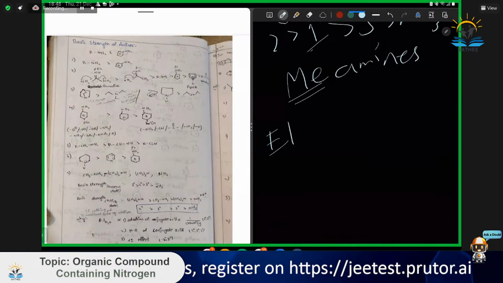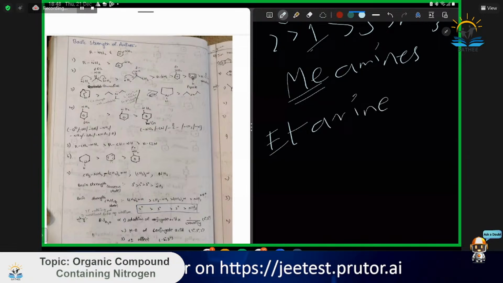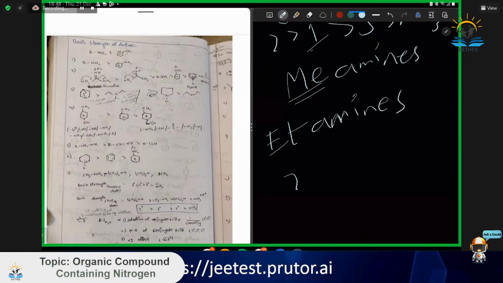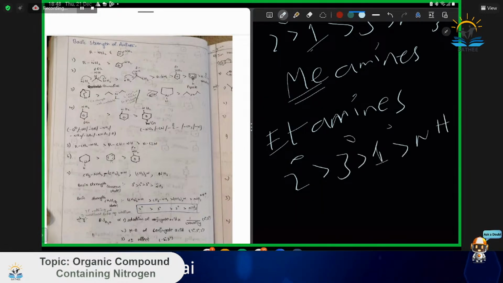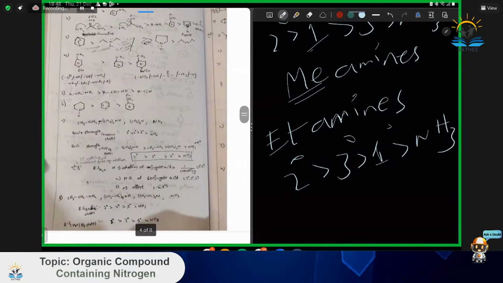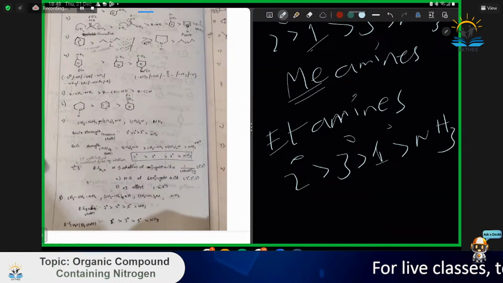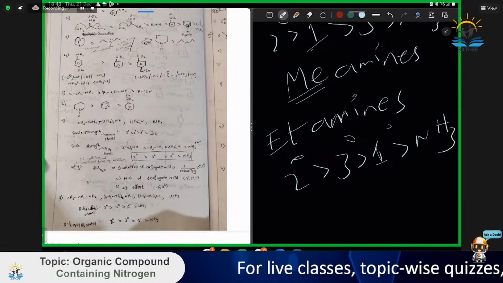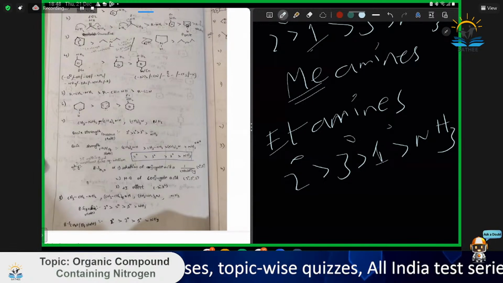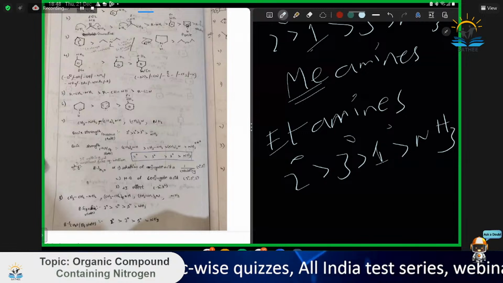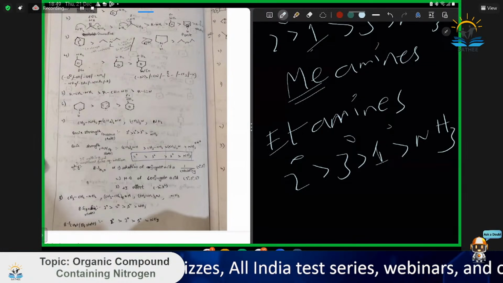For ethylamines, like ethyl primary, ethyl secondary, it is secondary greater than tertiary greater than primary greater than ammonia. There are some reasons. Basic strength is proportional to solvation, hydrogen bonding, plus I effect. Solvation is inversely proportional to crowding, that's a part of amine flipping theory. Lastly, I just said it here.